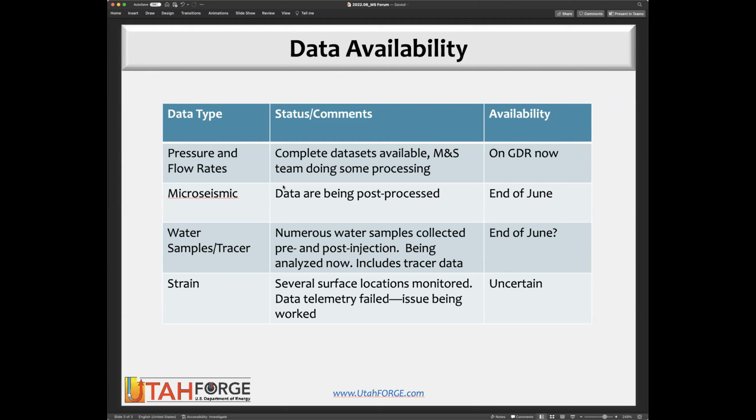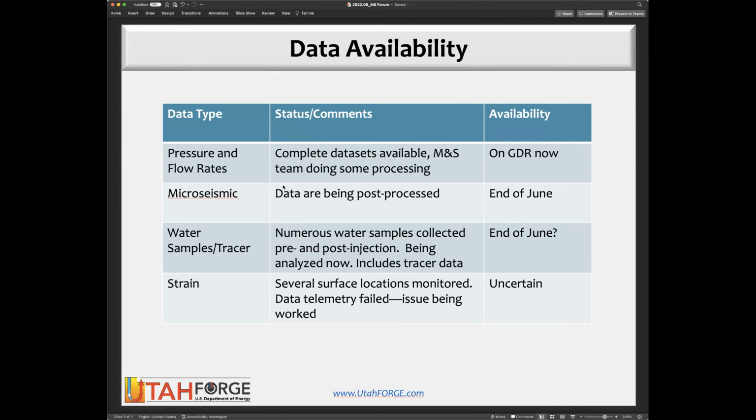So, essentially what we're trying to do is get a complete data set for everyone in the modeling community to be able to do your own simulations or work with us on simulations. Some of the data aren't in yet. So, the pressure and flow rates, as I said, are there. Microseismic, we hope to have by the end of June. All these are being post-processed now. Some of the water samples and tracers, I lumped those together. As John just said, the tracer data are available now.